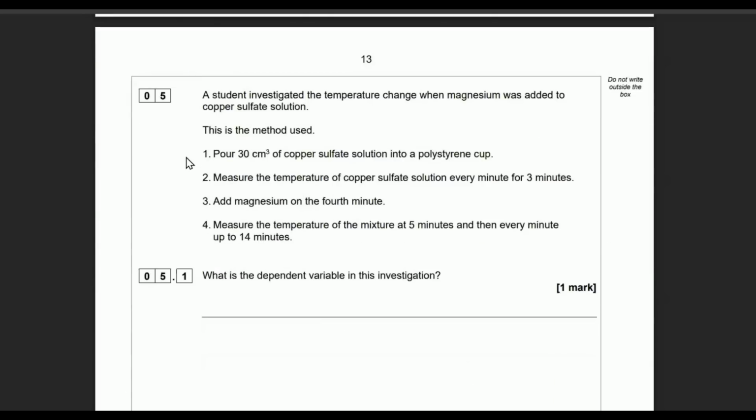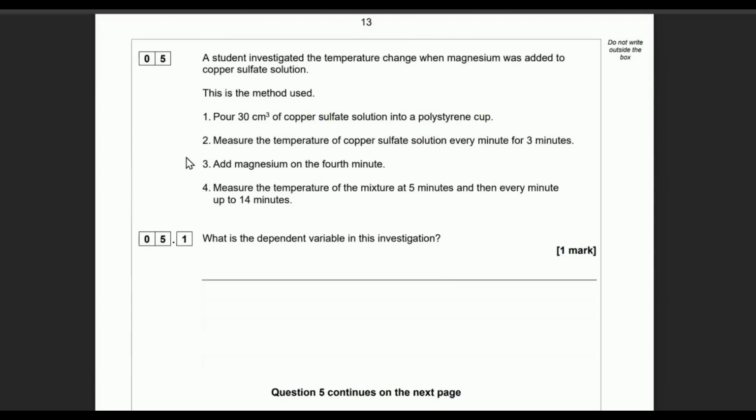Right, we're on question 5. A student investigated the temperature change when magnesium was added to copper sulfate solution. This is the method used. Pour 30 centimeters cubed of copper sulfate solution in a polystyrene cup. Measure the temperature of the copper sulfate solution every minute for 3 minutes.